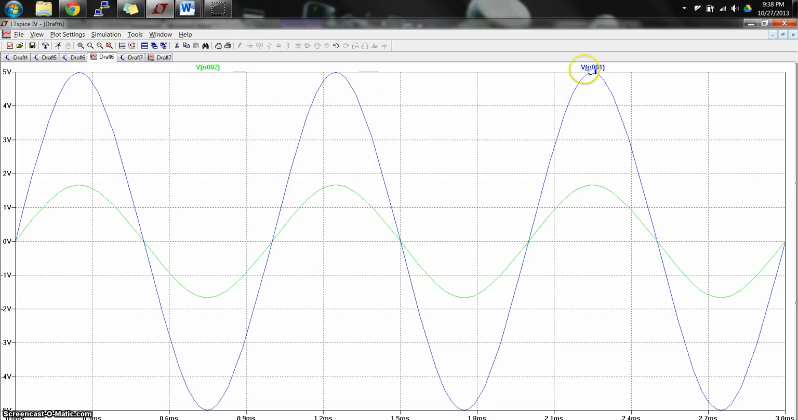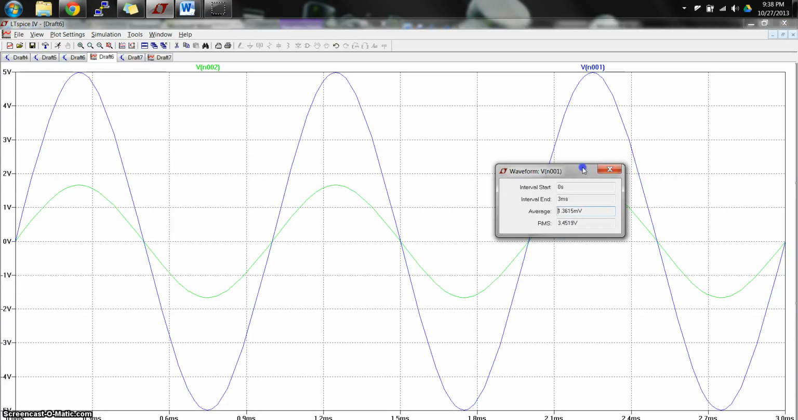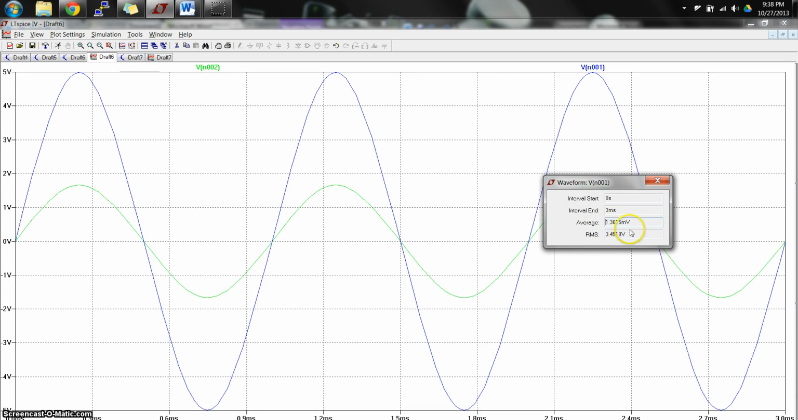If we hold the control key and left click on the name of the waveform up here, it gives me a couple of things. It gives me an average. Actually, the average should be zero since it's cycling around 0 volts, but it's roughly zero, 1 millivolt. It also gives you the RMS value, so hopefully if you multiply 5 by 0.707, you'll get about this value right here. That's just a quick way of calculating the RMS in LTSpice.